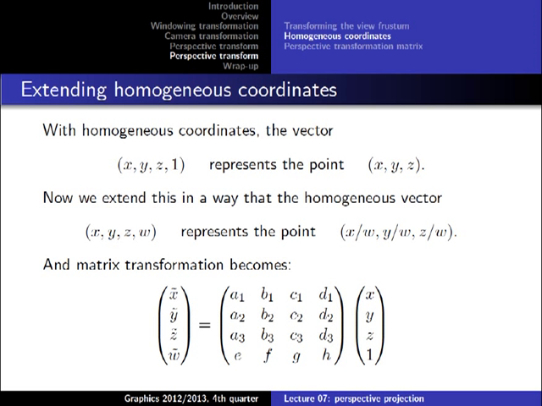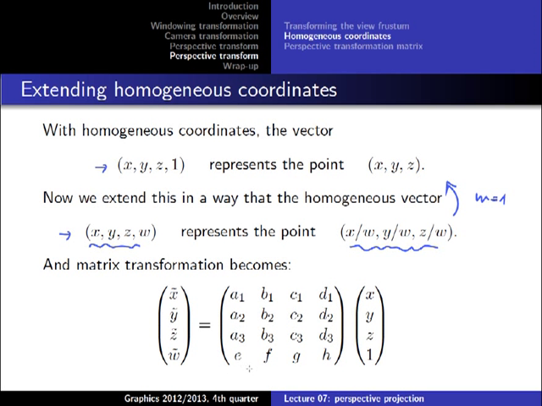So the idea is, compared to the homogeneous coordinates, where we said we have a point x, y, and z, we represent it by x, y, z, 1, and that gives us the opportunity to create matrices that give us a translation. And now we say we have a point x divided by w, y divided by w, z divided by w, and we represent that by a vector x, y, z, w. So this vector represents this point, which of course for w equals 1 is exactly the same as here.